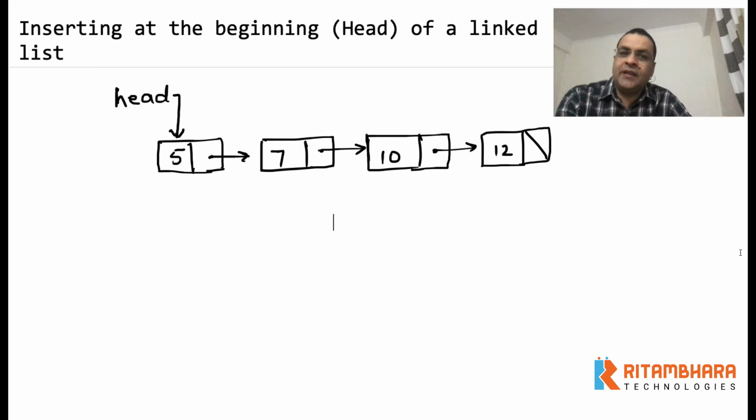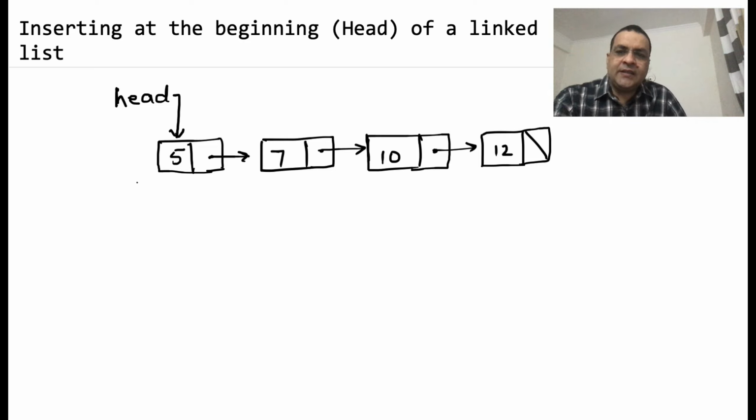Hello everyone. In this video, we are going to look at a very simple problem of linked list. We are given a linked list and we want to insert a new node at the head of the list. In this case, let's assume that our linked list has these values 5, 7, 10 and 12. It is sorted. It may or may not be sorted though. And we want to insert a new value, let's say 3.